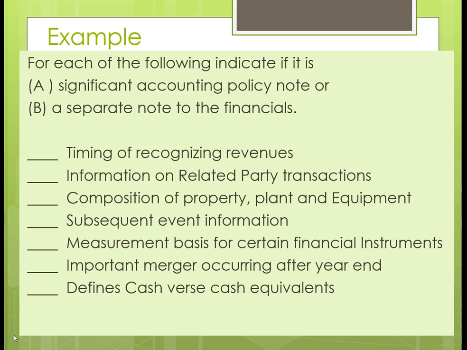Okay, we have all these issues and we have to determine, is it a significant accounting policy note or a separate note to the financials? Timing of recognizing revenue, I would say that would be A, because that really has to do with accounting policies. Information on related parties, that would be a B. Composition of PP&E, that would be a B. Subsequent event information would be a B. Measurement basis for certain financial statements, that would be an A. Important mergers occurring during the year, I would say a B. And defines cash versus cash equivalents, that would be an A.